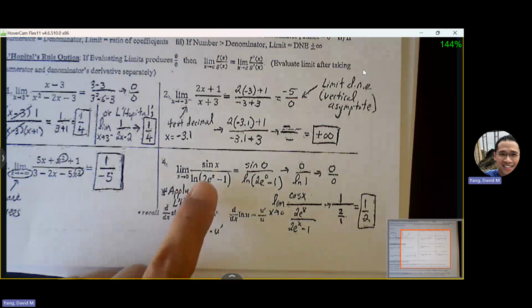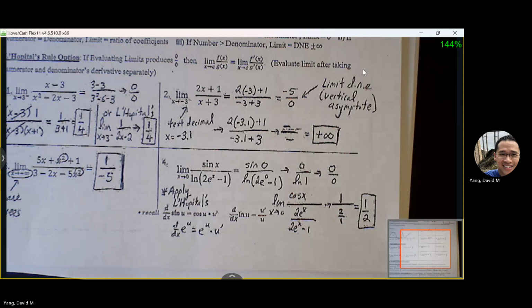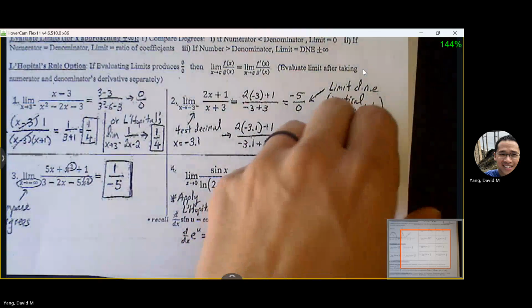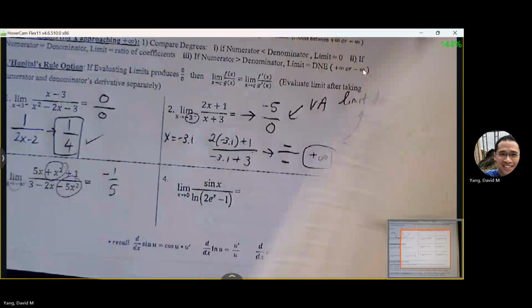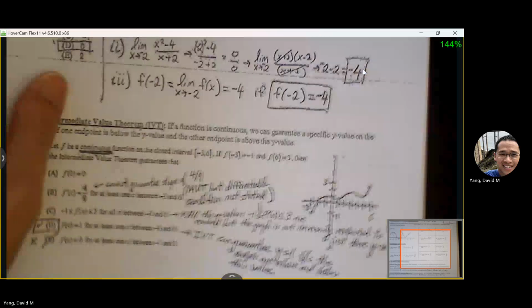Sine becomes cosine. Natural log of u becomes u prime over u. Now that you have your derivative version of your expression, replace all the x's with 0, and you should get 1/2, which is our limit, 1/2. All right, page 2.